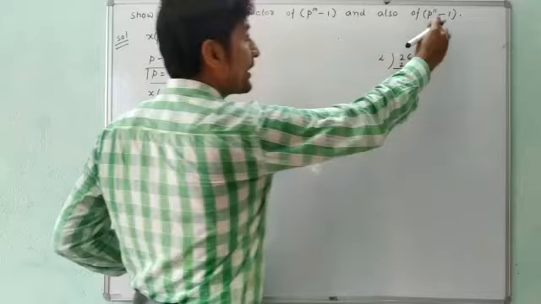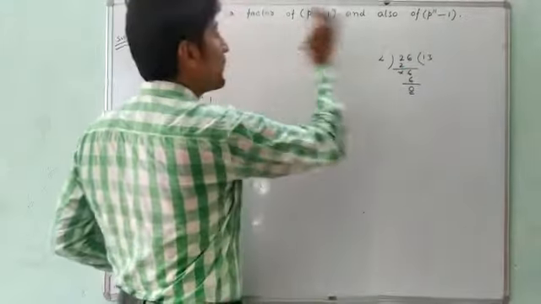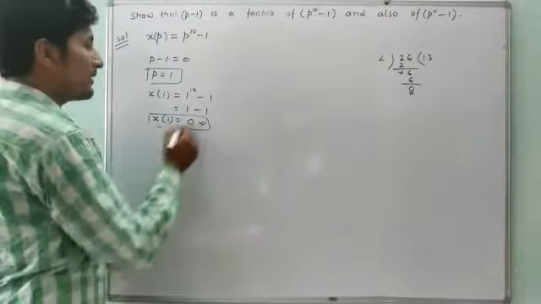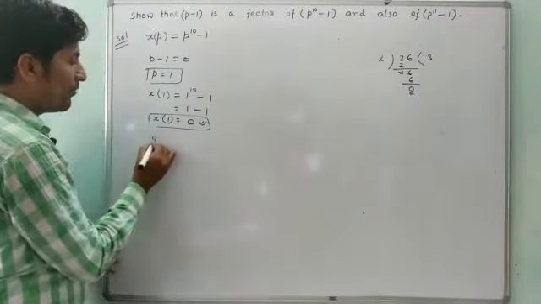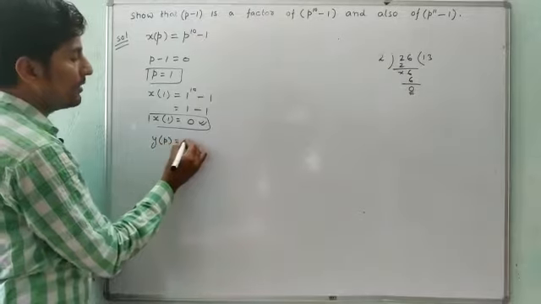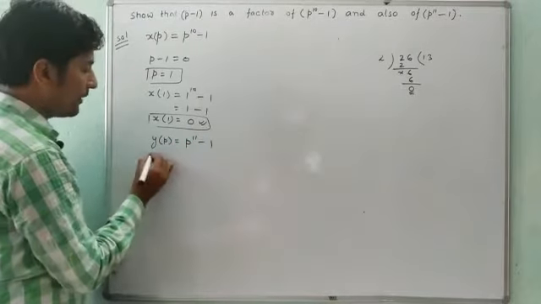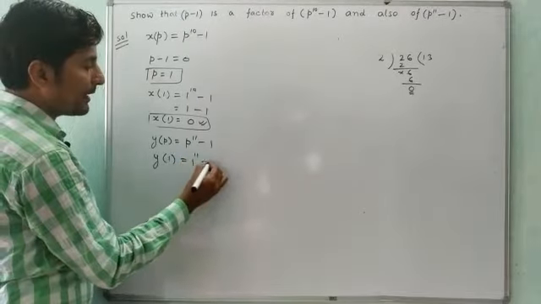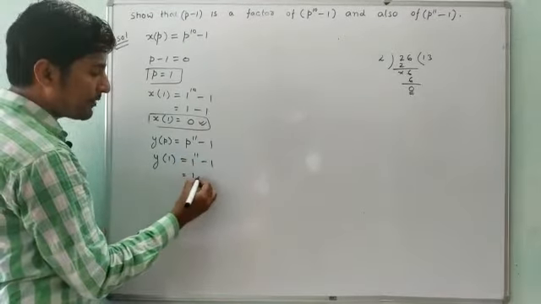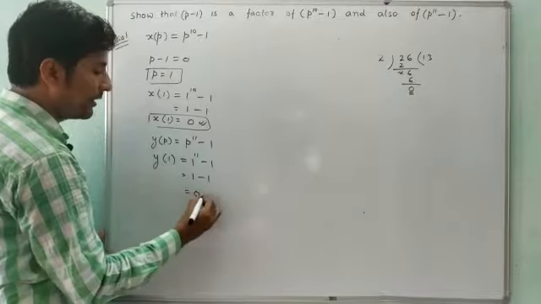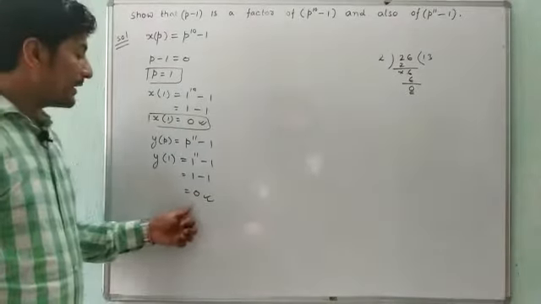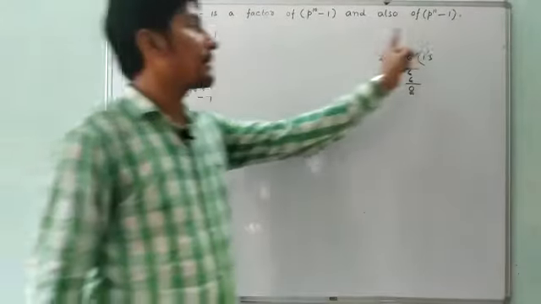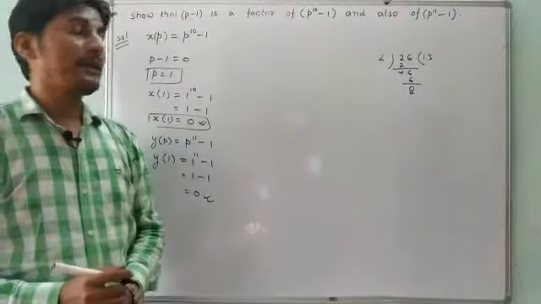Similarly, we have to check whether p minus 1 is a factor of p to the power 11 minus 1 or not. Same process. Now we can assume that y(p) is equal to p to the power 11 minus 1. This time we are going to find y(1). 1 to the power 11 minus 1. 1 to the power 11 will be equal to 1, minus 1 equals 0. In this case also, we are getting 0 as a remainder. Hence, we can say that p minus 1 is a factor of p to the power 11 minus 1 also.